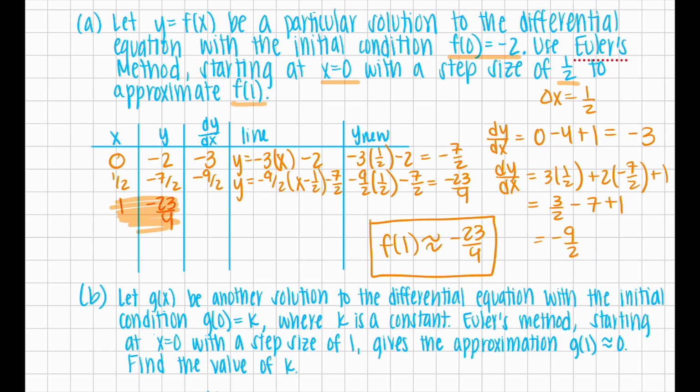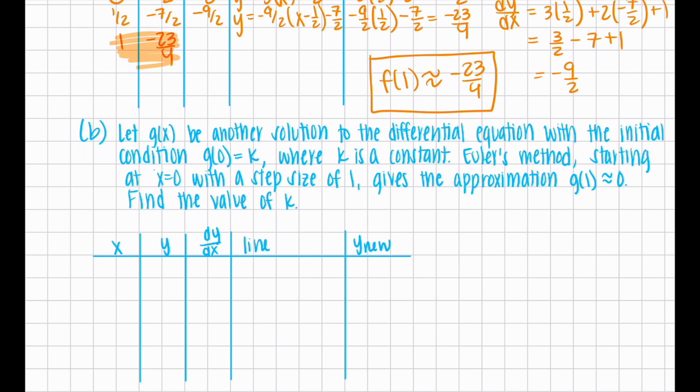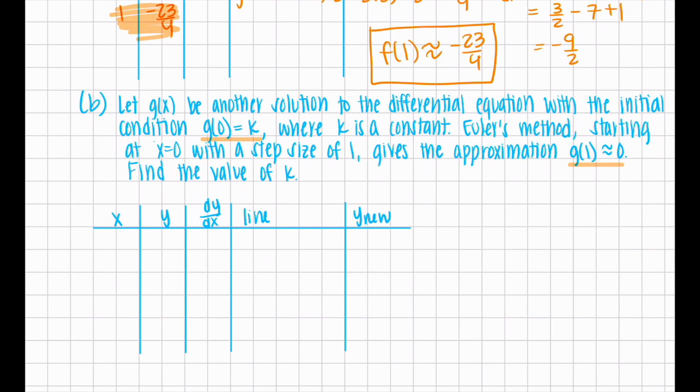Let's look at part B. Part B says, let g of x be another solution to the same differential equation. Now our initial condition is g of 0 equals k, where k is a constant. Euler's method, starting at 0 with a step size of 1, gives us the approximation g of 1 is approximately 0. Find the value of k. So this problem is interesting because we're still using Euler's method, but we're using it in a little bit of a different way. So let's fill in the chart with what we know.